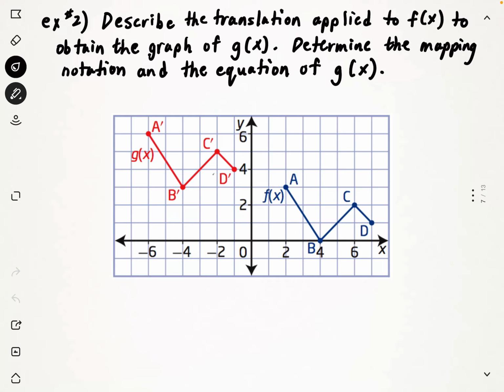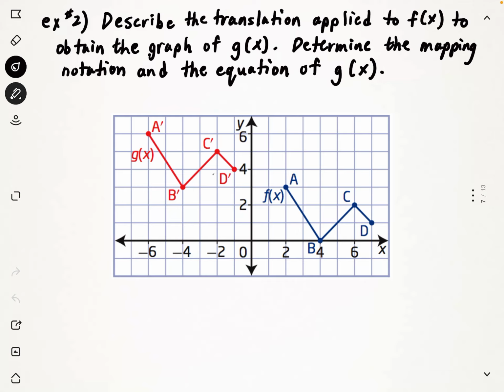This one is similar, except rather than being given an equation and f of x, and having to produce a new function g of x, what we have here is the original f of x and the new function in red, g of x, and I have to create the equation. And I'm also asked to describe the transformation and all that sort of thing. Okay, so let's get all three things.